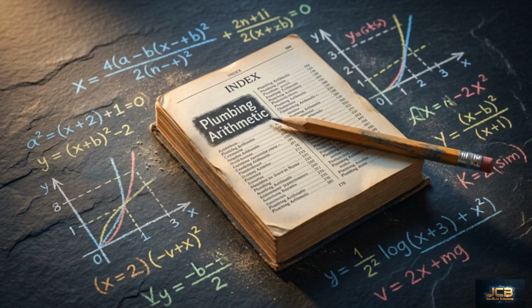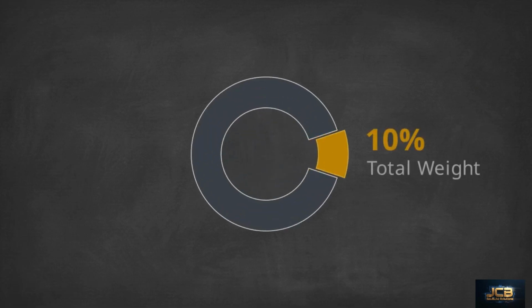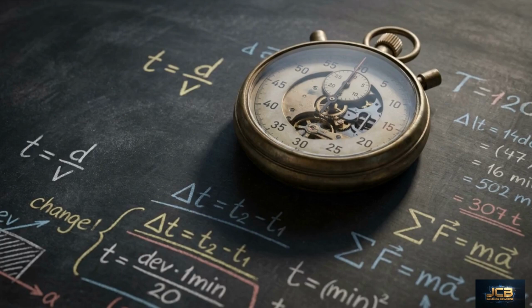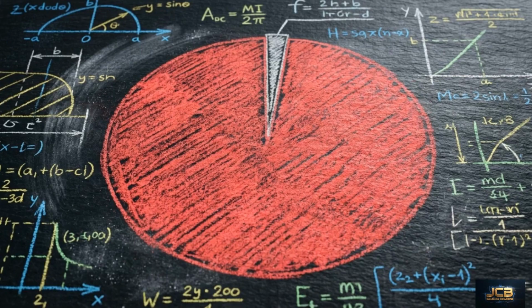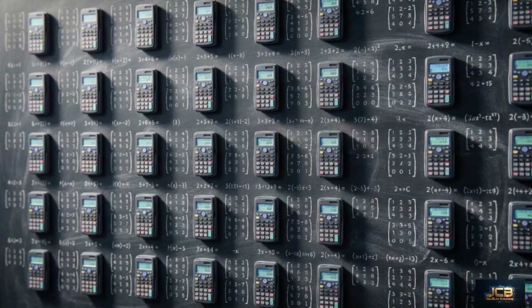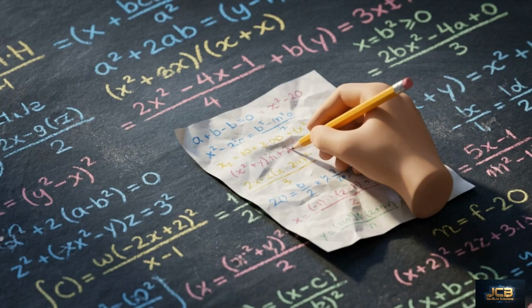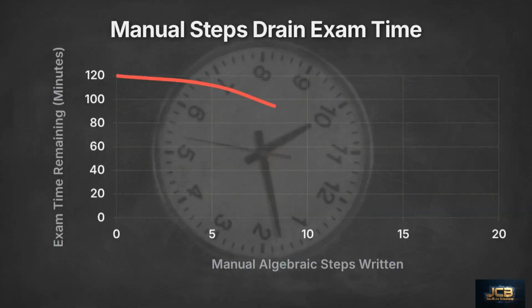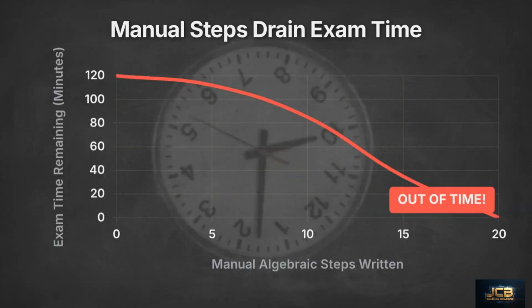Today, our discussion will be plumbing arithmetic. This section makes up 10% of your total exam weight, but the real challenge is the volume. You must complete 100 items in exactly 2 hours, leaving barely over a minute for each calculation. Test takers frequently run out of time because they rely on long-form manual algebra. Writing out every step of a solution consumes minutes that the exam schedule does not provide.